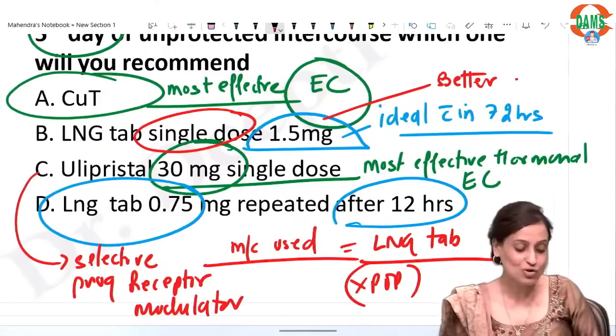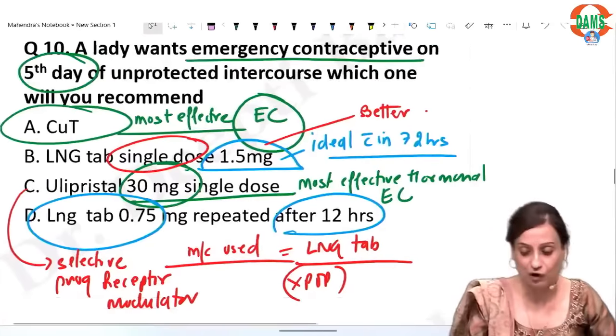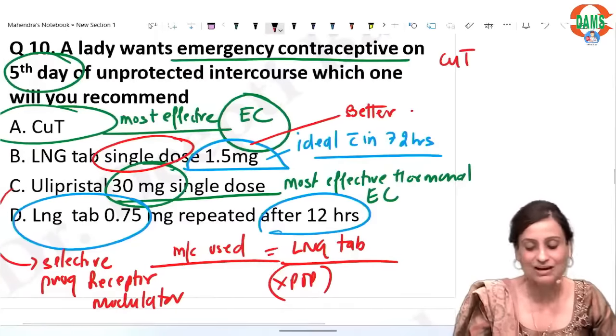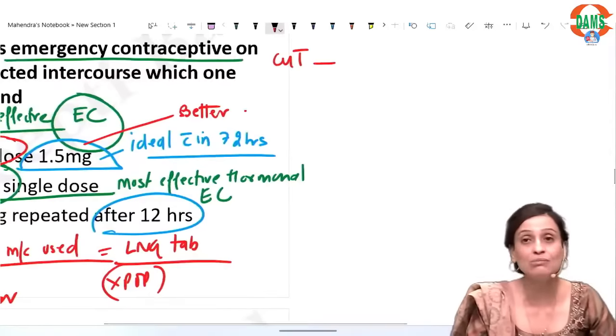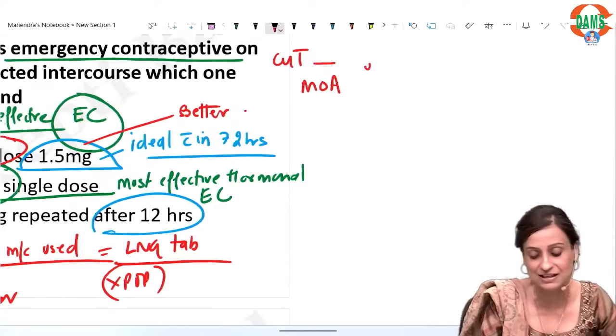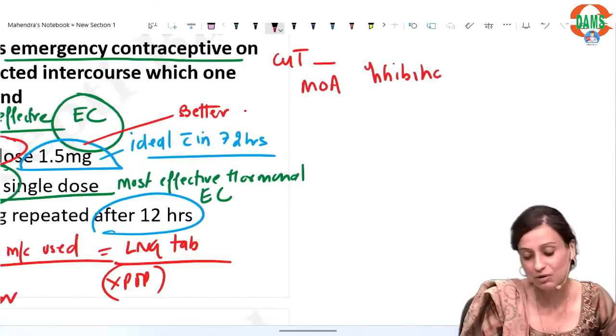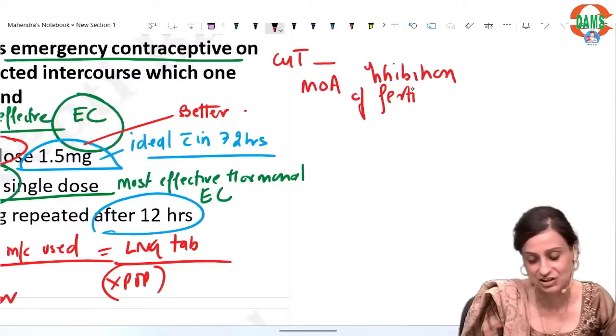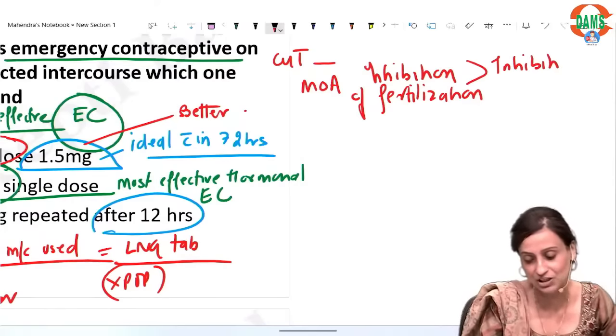Also, what is the main mechanism of action of copper T? What is the main mechanism of action? So whenever we ask you main mechanism of action for copper T, the single best answer is inhibition of fertilization. The second best answer is inhibition of ovulation.